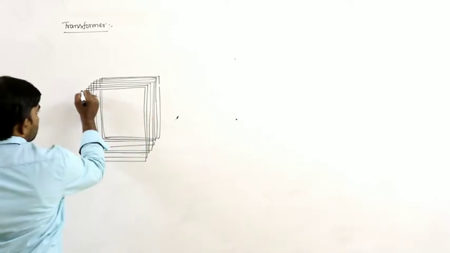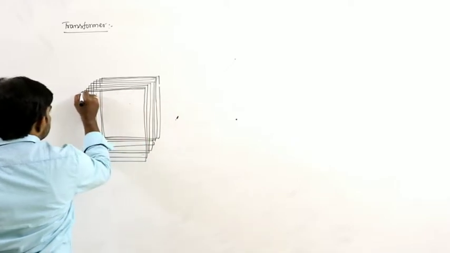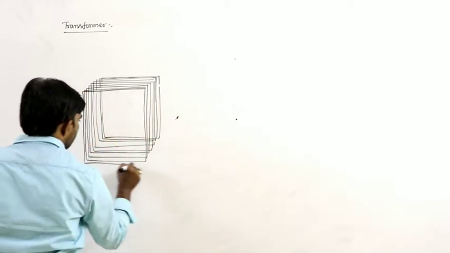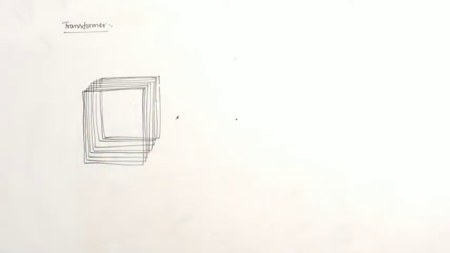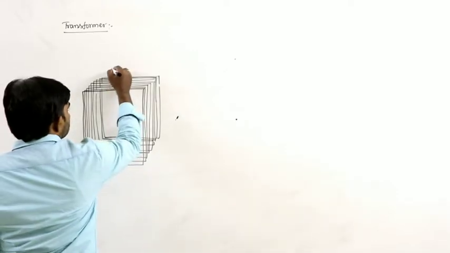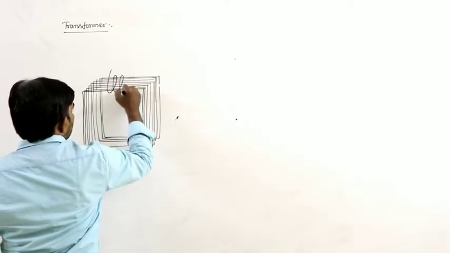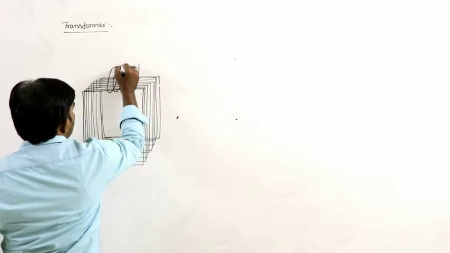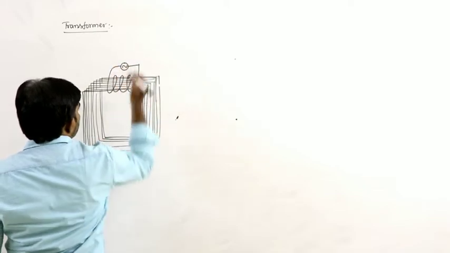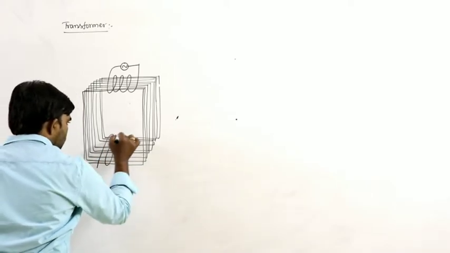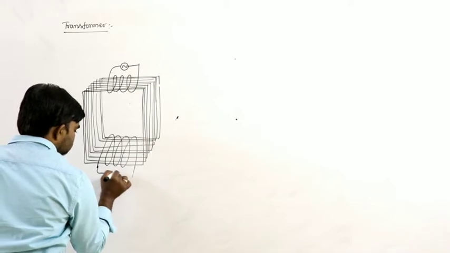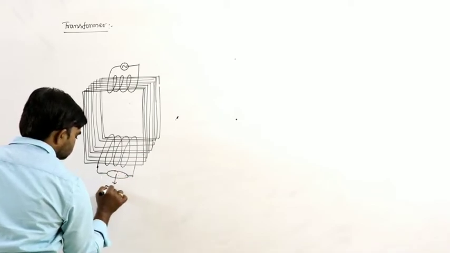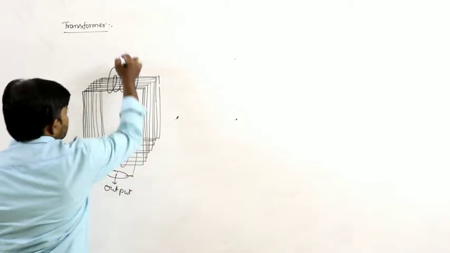So these are the core. This is called core. So all the plates are isolated here, like this. This is the actual arrangement here, and here one wire is wound around this, and here an alternating current is supplied. Same here also, one wire is wound around like this. Here is the output, and this is input.